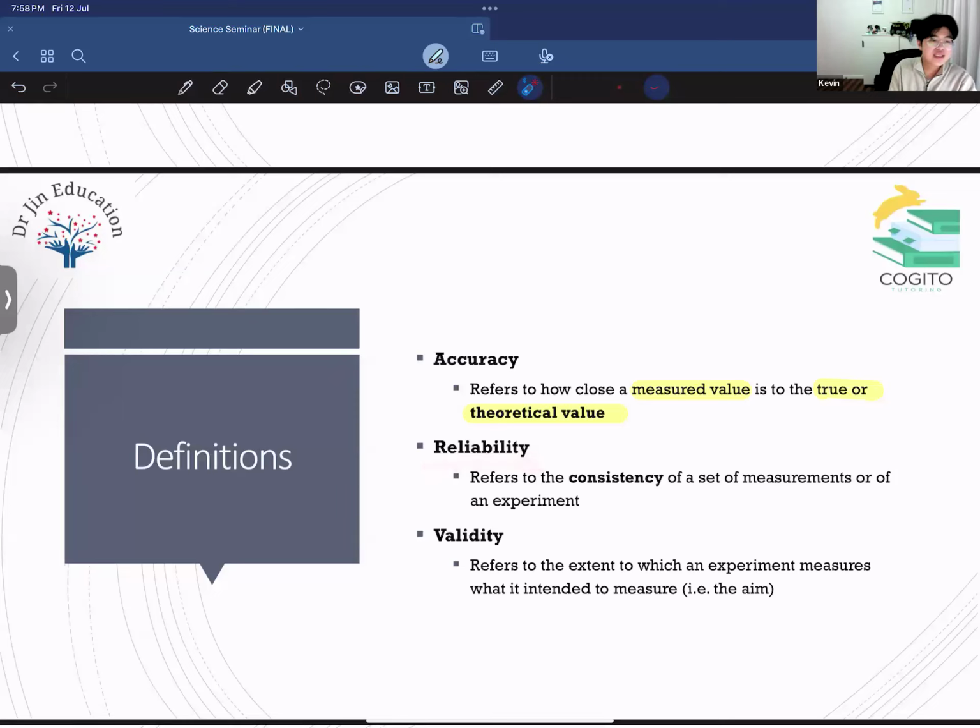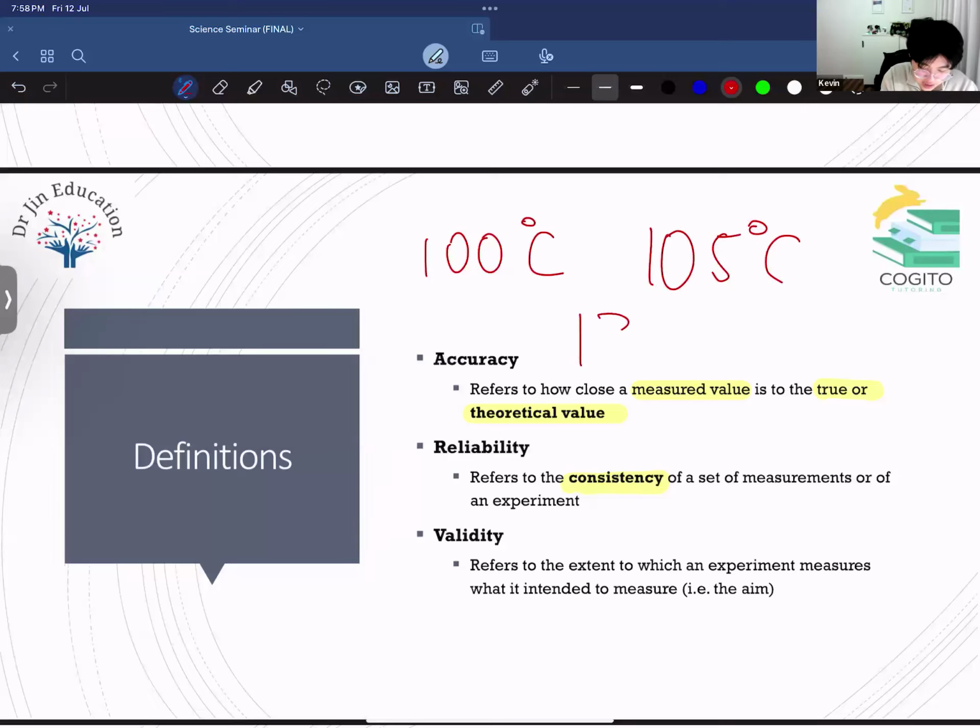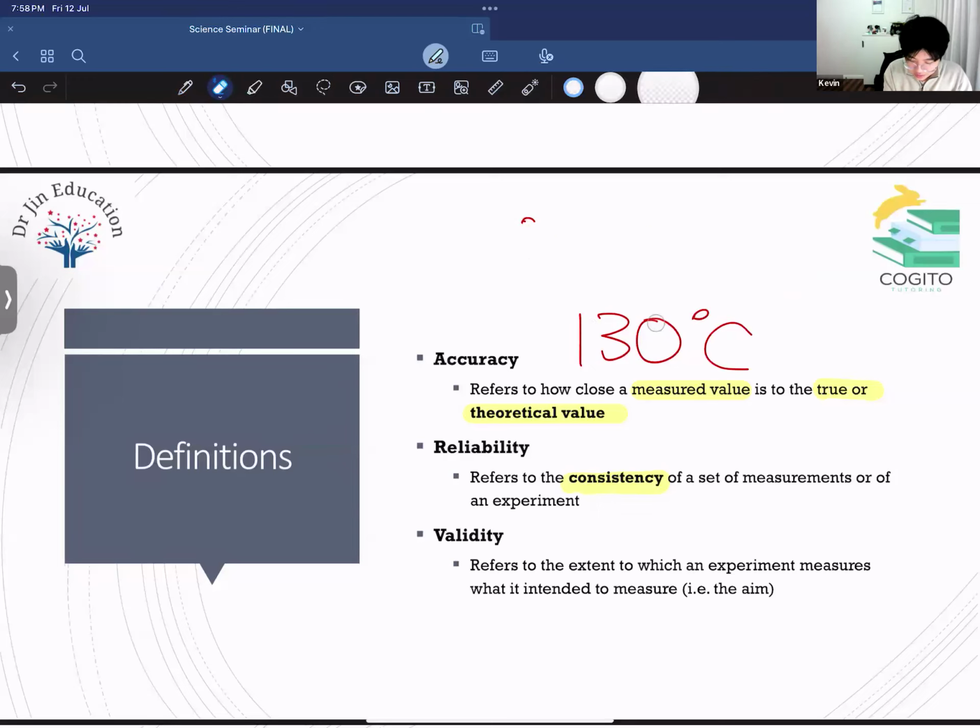Now, reliability, what does that mean? It refers to the consistency of a set of measurements or of an experiment. How consistent is it? Let's say you're measuring the temperature at which water boils again. You did it once and it says 100 degrees Celsius. You did it twice and it said 105 degrees Celsius. You did it 3 times and it said 130 degrees Celsius. Every time you do it, it's different. Is that reliable? No, because it's not consistent. So that's reliability.